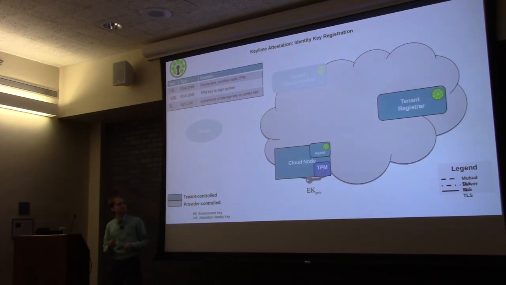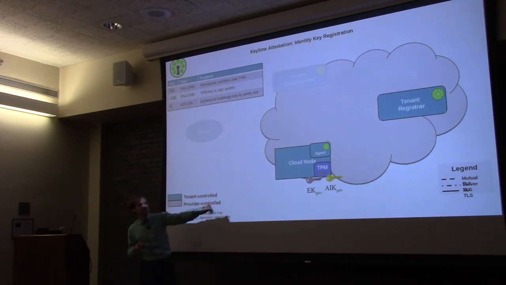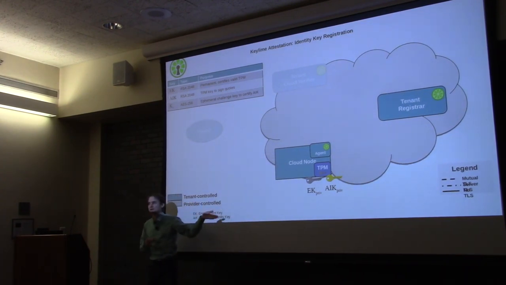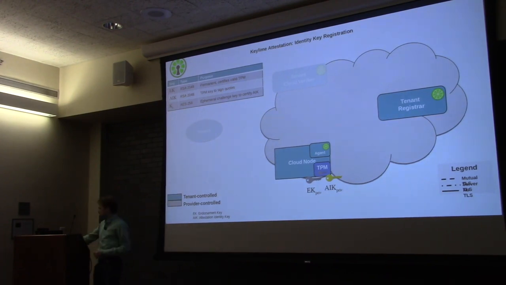So the first thing the node does when it comes up is it needs to register itself with the registrar. Here we have that EK private key that's stored in the TPM, and we have the AIK, that attestation identity key, that's also generated by the TPM. But there's no direct link between these two keys. AIK is just a key that's generated on the TPM. There's no real way to prove that they're related in any way. That's where this registration process comes in.